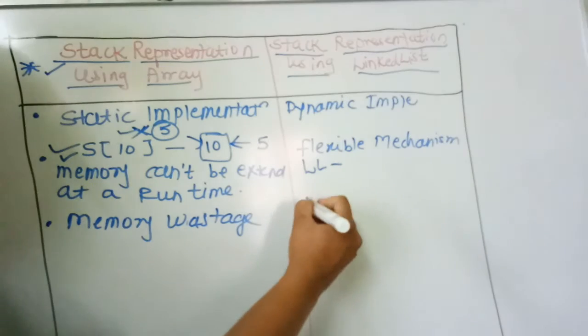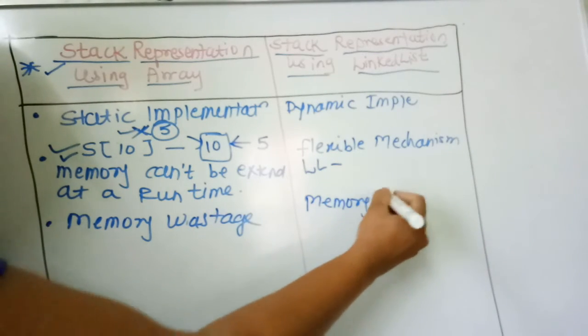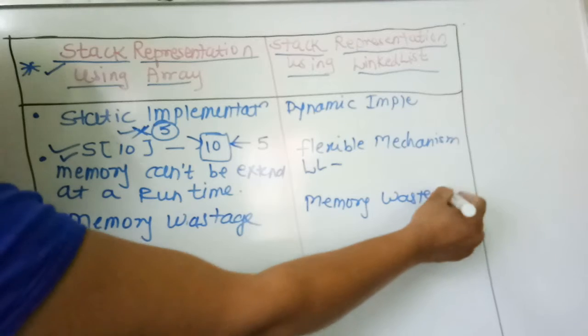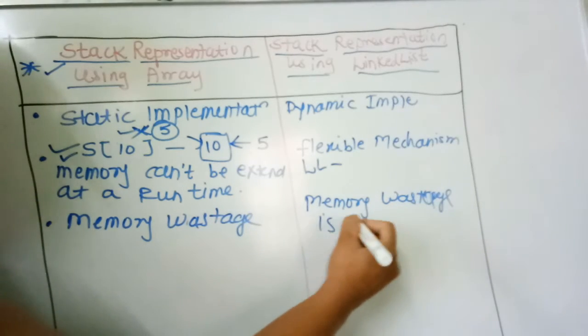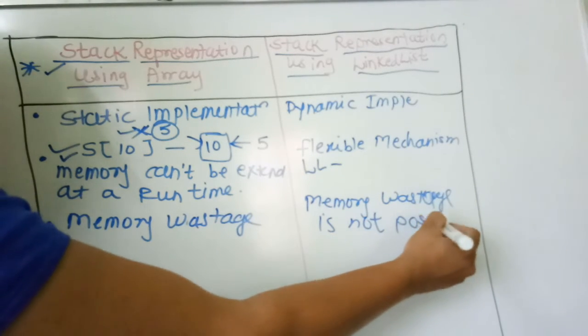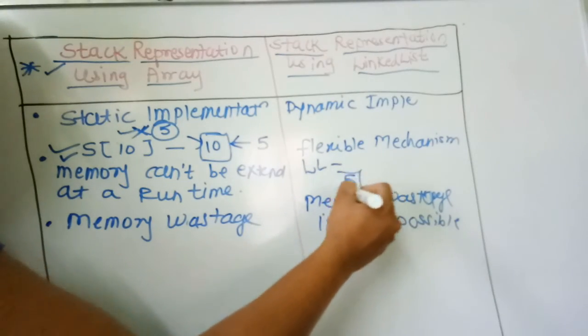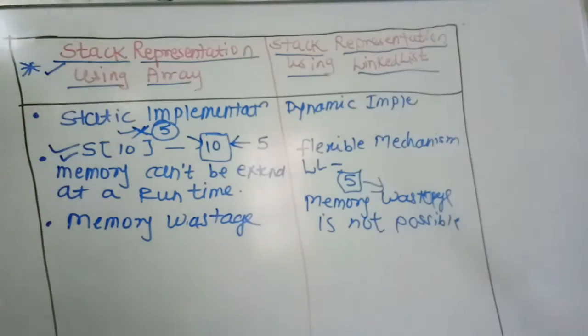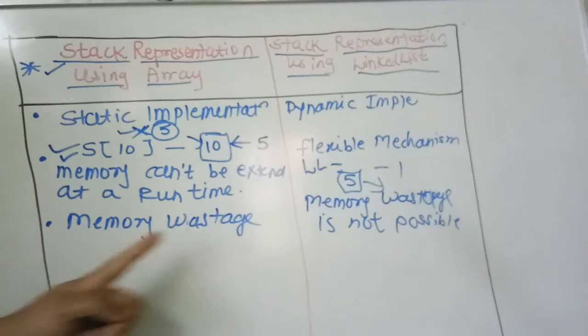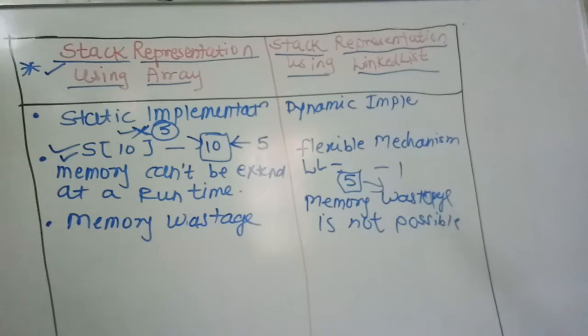But in the dynamic implementation, memory wastage is not possible. How? Because at runtime memory is allocated according to the user requirement. When the user requires only 5 memory elements, only those 5 elements will be acquired. No extra memory element will be acquired. So here the memory is wasted, and here the memory is not wasted.